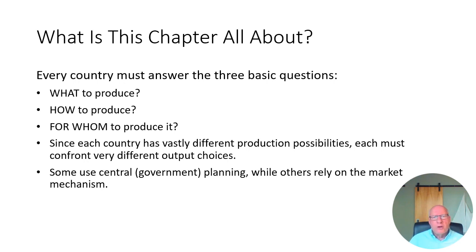As we've talked about earlier, every country has to answer the three basic questions of what to produce, how to produce, and for whom to produce. And each country has vastly different production possibilities because they have very different resources. They have very different labor force participation rates between men and women. They have vastly different amounts of education, training, and skill. So there's all kinds of differences between countries. So we're going to be taking a look at the United States in this particular case first in order to understand at least this economy.